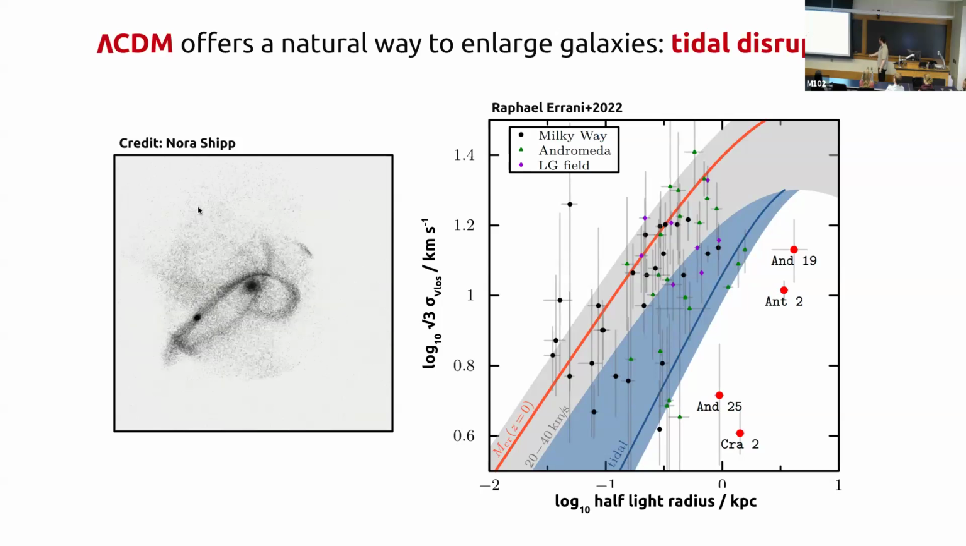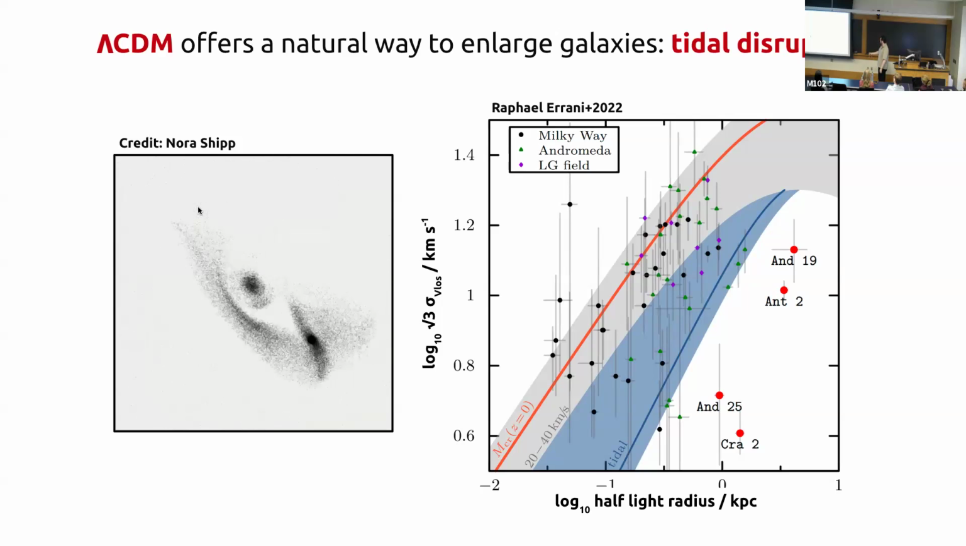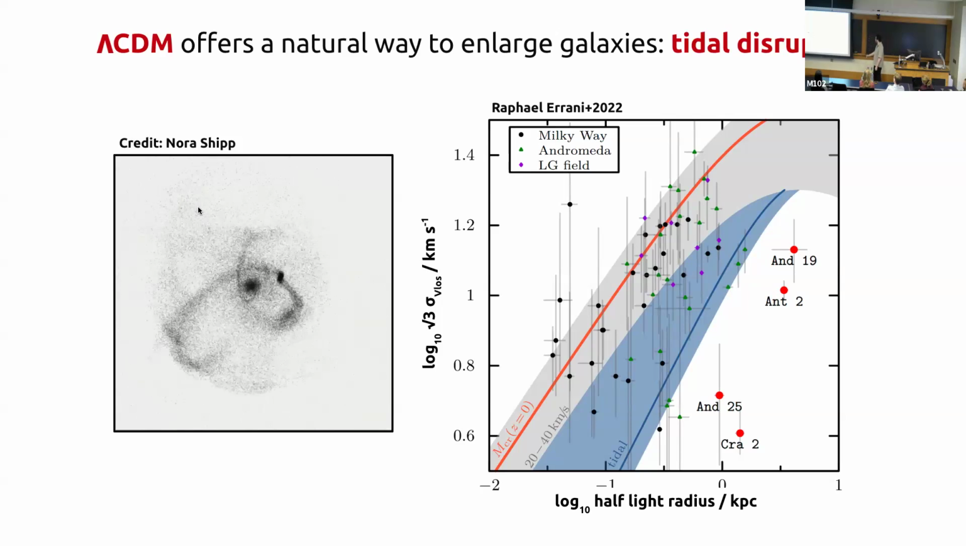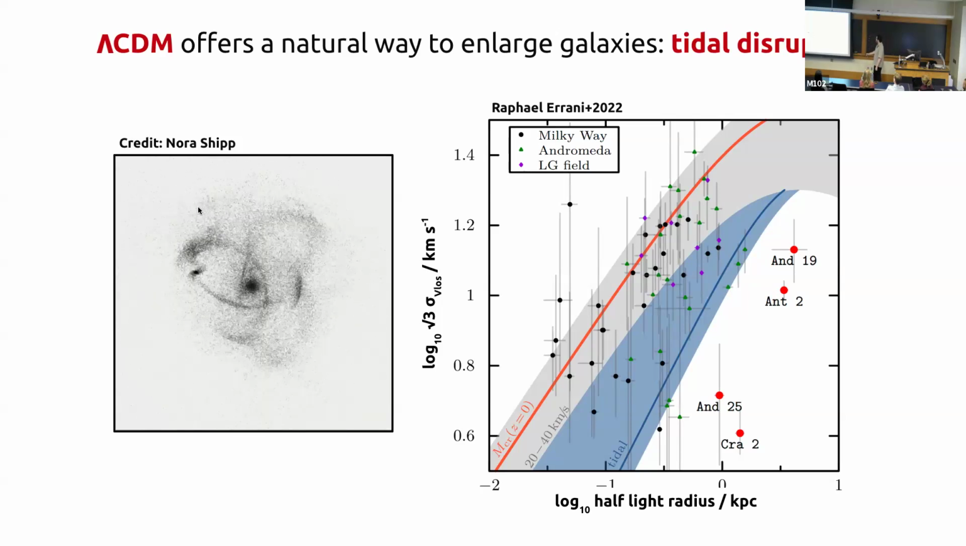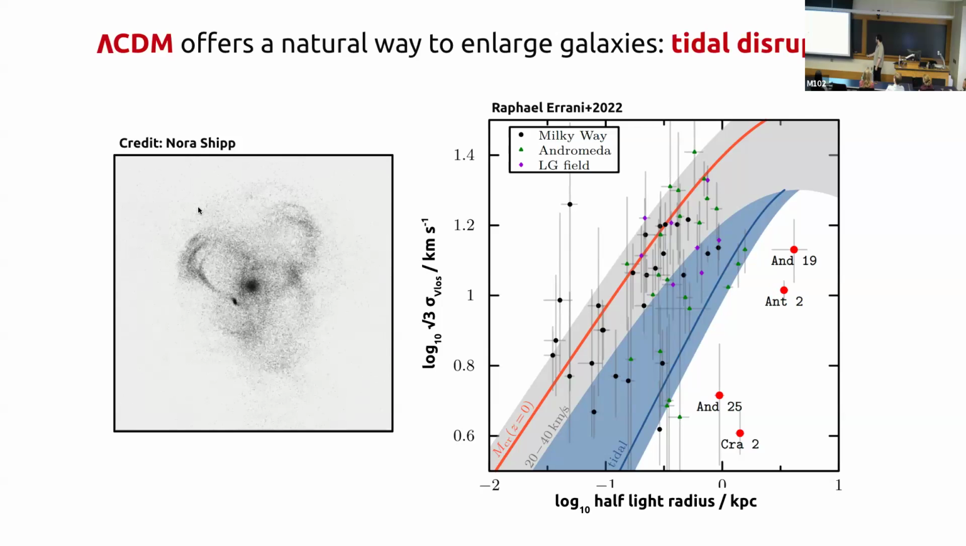And then it just so happens that if you get whatever you would expect from lambda CDM alone, so if you perform a nice dark matter only simulation and you leave your galaxies isolated, what you would have is this red line right here or this gray band. But if you also include tidal disruption in your simulations, you would get a limit like this blue line right here or this blue band. And really, those extremely diffuse satellites, again Antlia 2, Andromeda 19, and Crater 2, cannot be explained by tidal disruption alone, at least in this set of simulations.